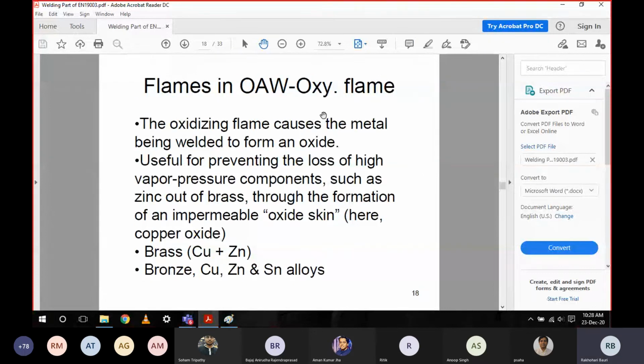Now, the oxidizing flame. Here you have a greater amount of oxygen. That means oxygen will try to oxidize the molten metals. So, first point, see, the oxidizing flame causes the metal being welded to form an oxide.